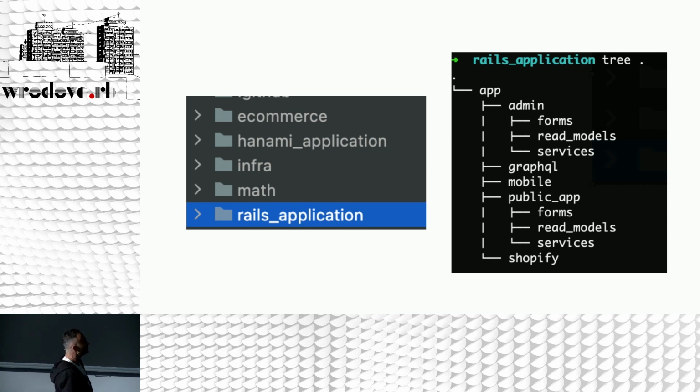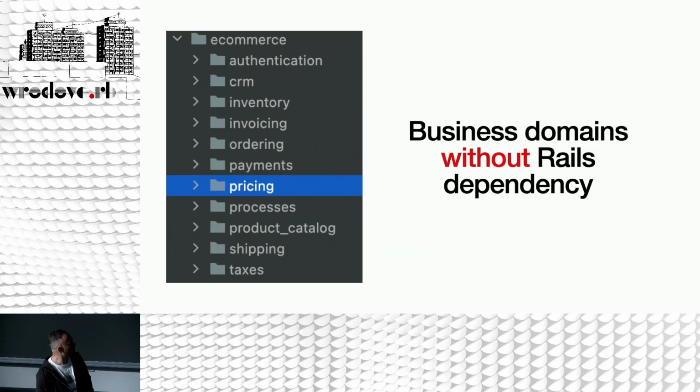On the left side, you see a directory structure of a project where the e-commerce directory is a list of domains, no dependency to Rails. And then you have Hanami application and Rails application. And let's forget about the infra stuff. So the Rails application, on the right side, you see the structure more or less. It's made up, but mostly I want to show you that there is this structure of apps in the Rails application. You group stuff like forms, read model, services together, and you will have separate stuff for each of them. And then you have domains, which are in the e-commerce directory.